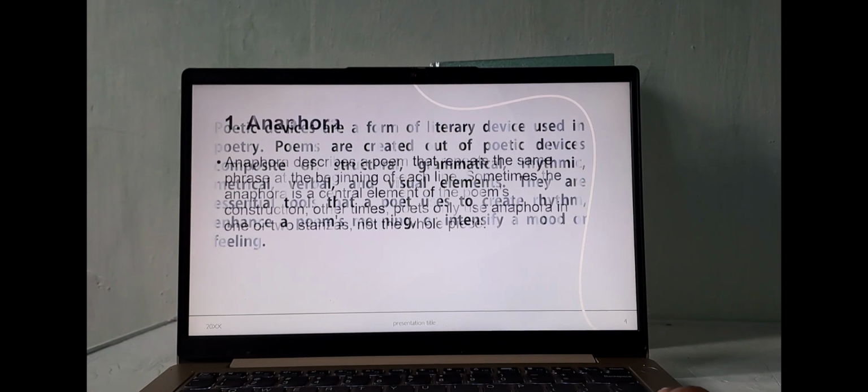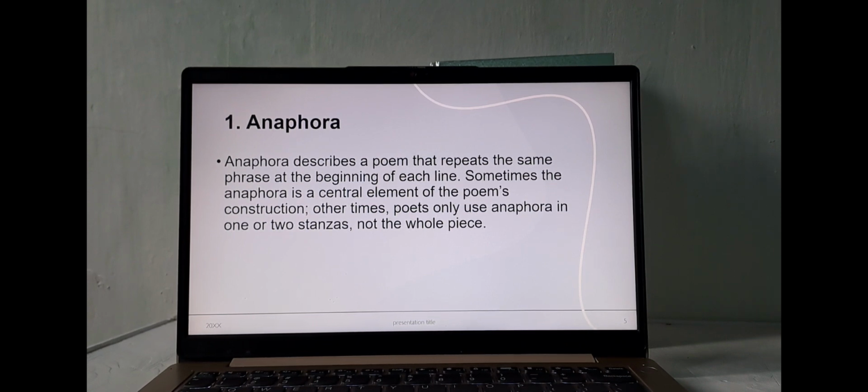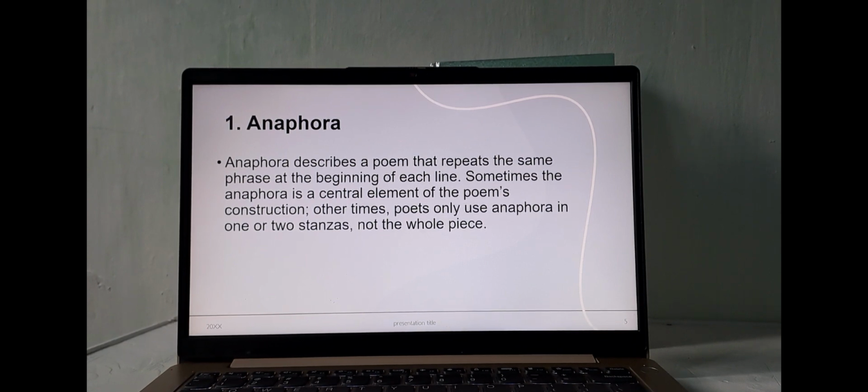feeling. Number 1. Anaphora. Anaphora describes a poem that repeats the same phrase at the beginning of each line. Sometimes the anaphora is a central element of the poem's construction. Other times poets only use anaphora in one or two stanzas, not the whole piece.